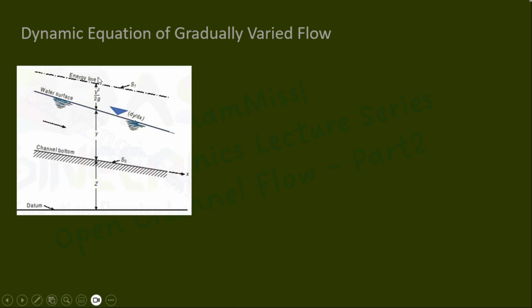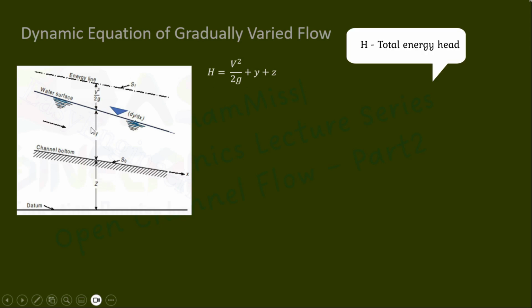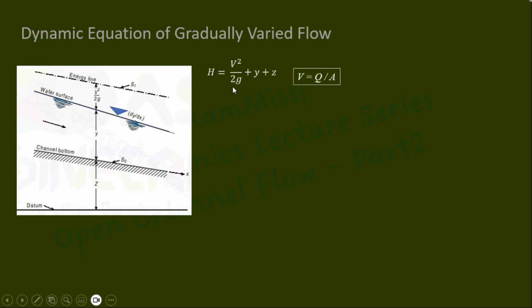So the total energy head at this section is indicated by H, and it is equal to z plus y plus V squared by 2g. Since it is steady non-uniform flow, the continuity equation is valid. So we can replace V in terms of Q by A. Replacing V in terms of Q by A and rewriting this expression, we can write H equal to Q squared by 2gA squared plus y plus z. So Sf equal to dH by dx. In order to find the slope of this energy line, we have to differentiate this expression with respect to x.